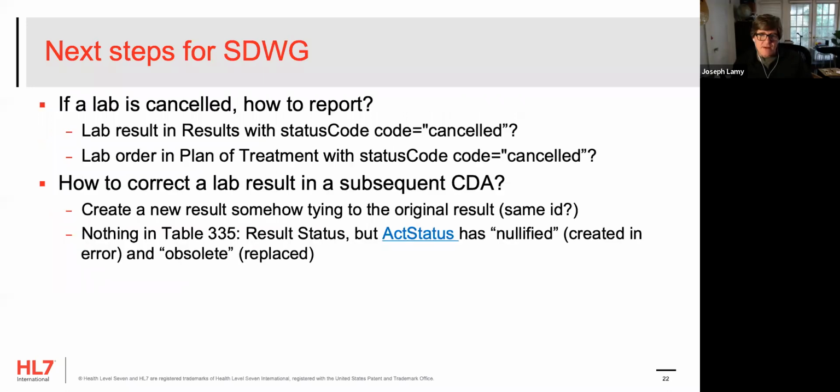Yeah, and then there's some lab life cycle things that we wanted to deal with. So this generally has to do with a lab showing up in a CDA and then being modified somehow in a subsequent CDA. So you might have a lab result with canceled, or do you put canceled on the lab order in the plan of treatment, or do you do both? And then how do you correct a lab result in the subsequent CDA? How do you tie that to the original result? These were things that we brought up at the last IAT, but they've turned into concrete questions that I would hope this group can address at some point.